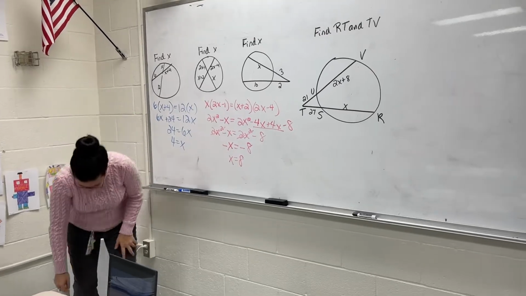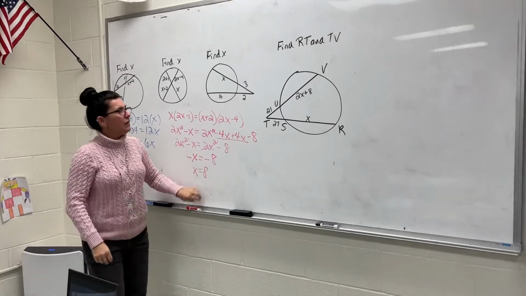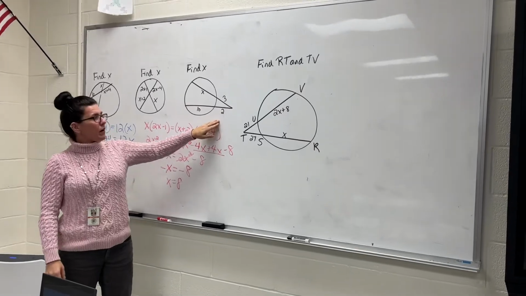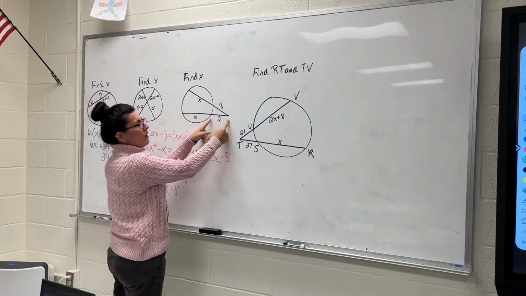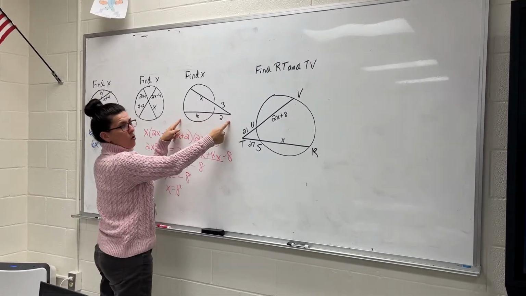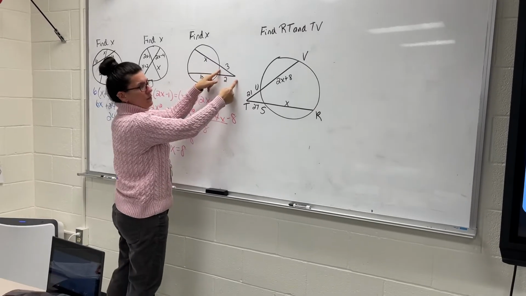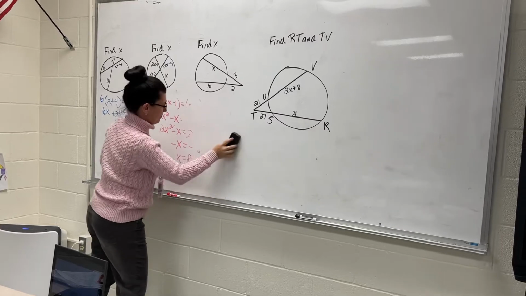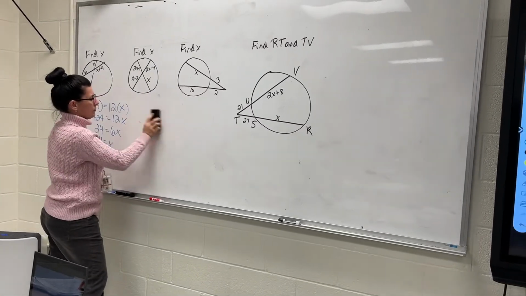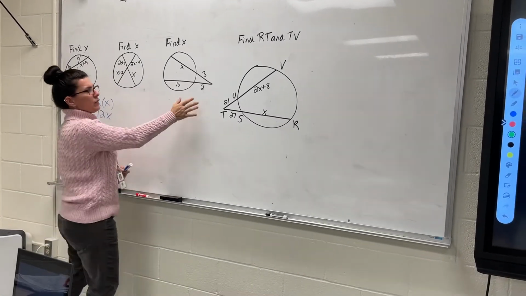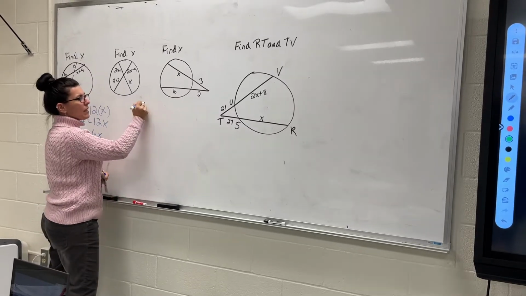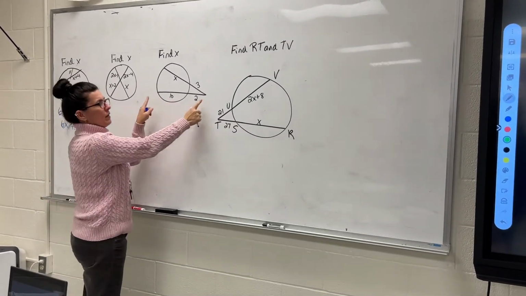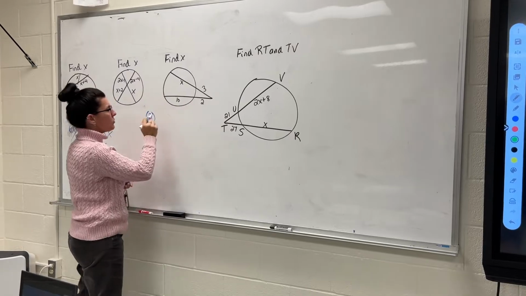Look at the next one. This one is the second theorem that we talked about, where we're going to do outside part times the whole equals outside part times the whole. So let me make some room here. One direction, let's do this one first. The outside part is 2. The entire length is 10 plus 2 gives me 12.